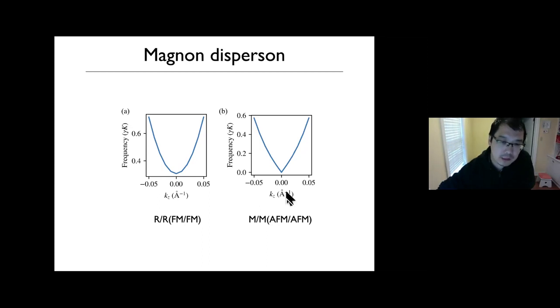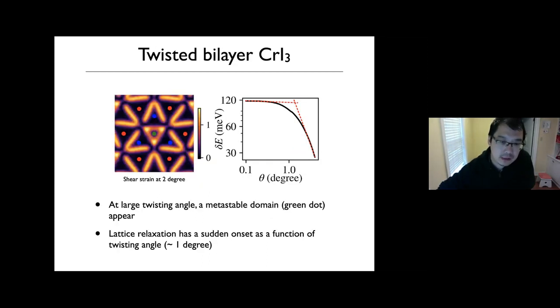Of course, the other way is to do a twisting. I think somebody also asked the question during Dalia's talk. So we actually have a look at the twisting more carefully. Shown here is twisting at 2 degrees, and those are the shear strains that we have calculated. You can see that the red is rhombohedral and the blue is monoclinic.